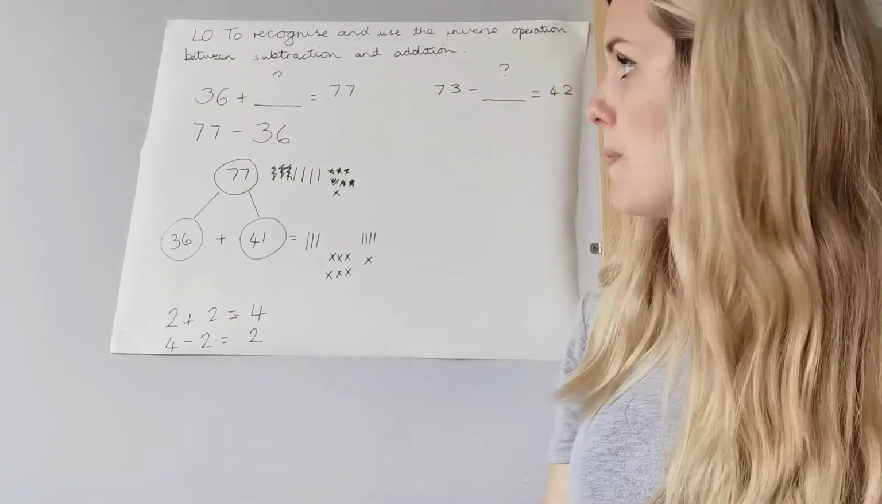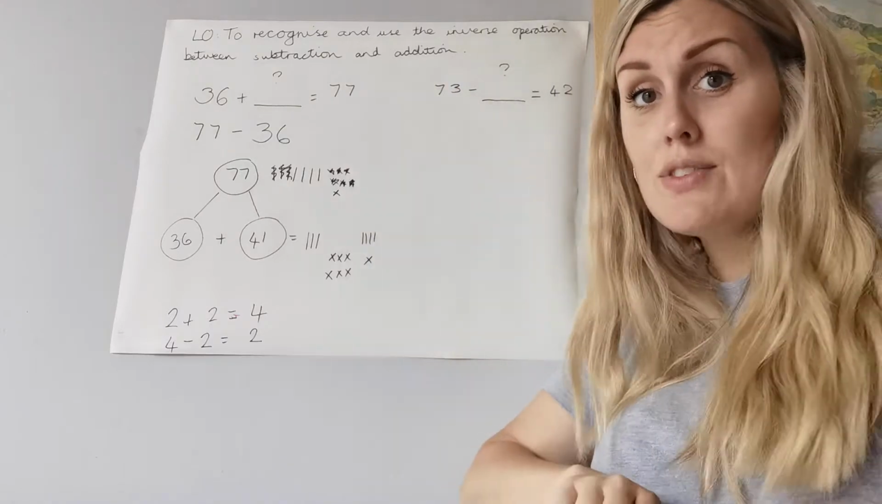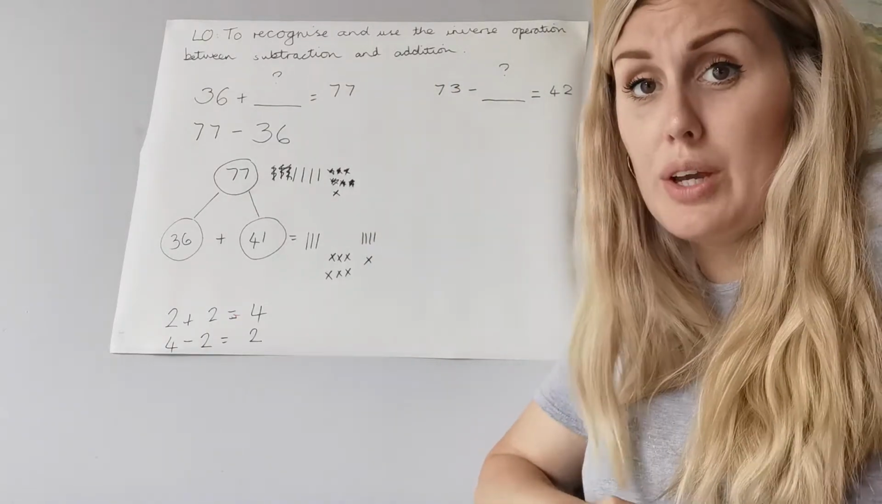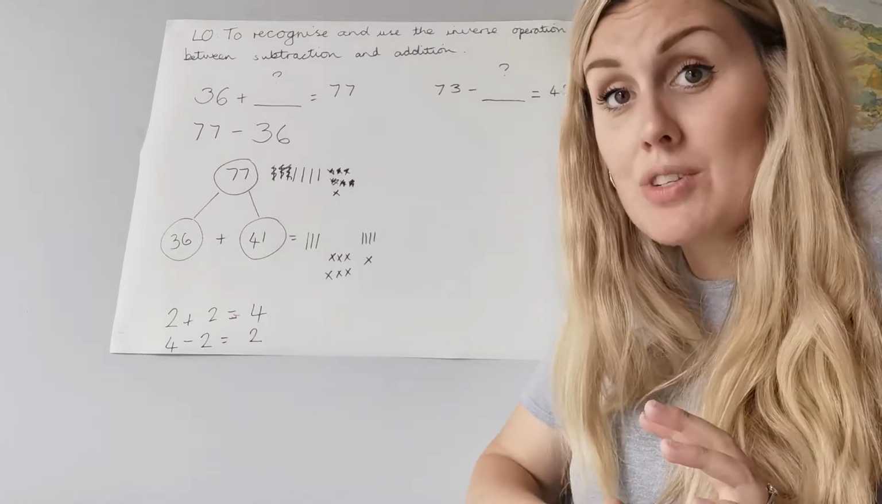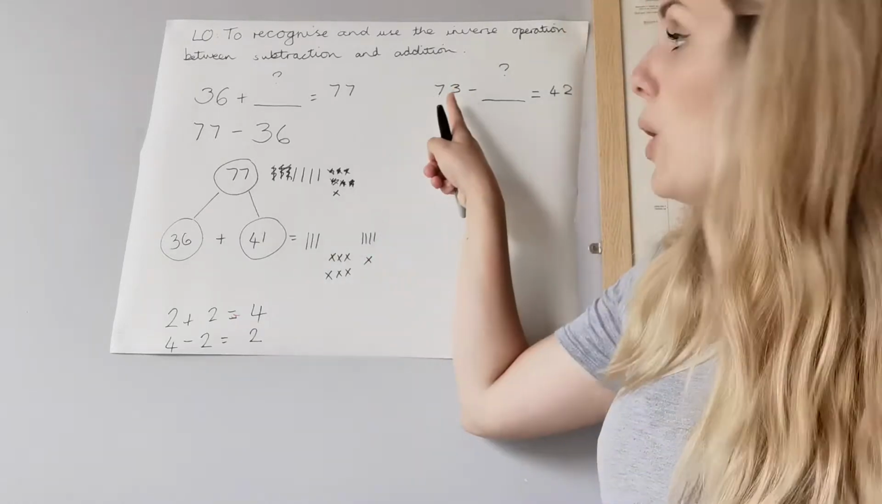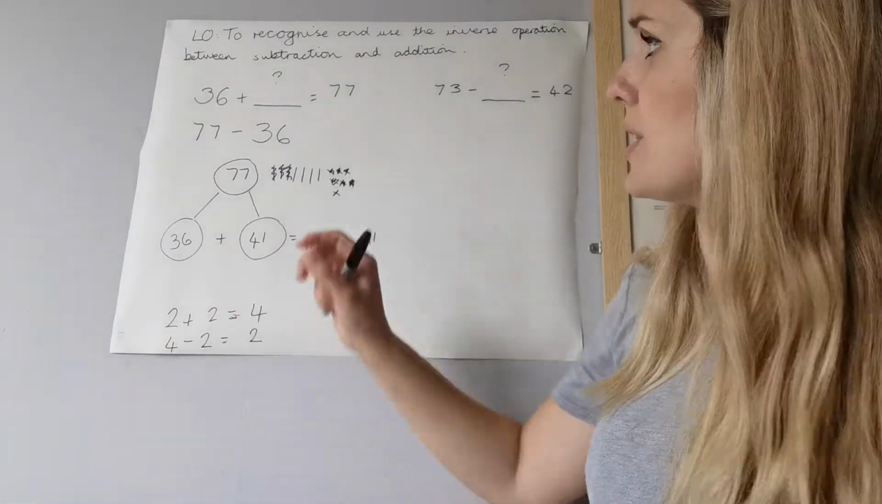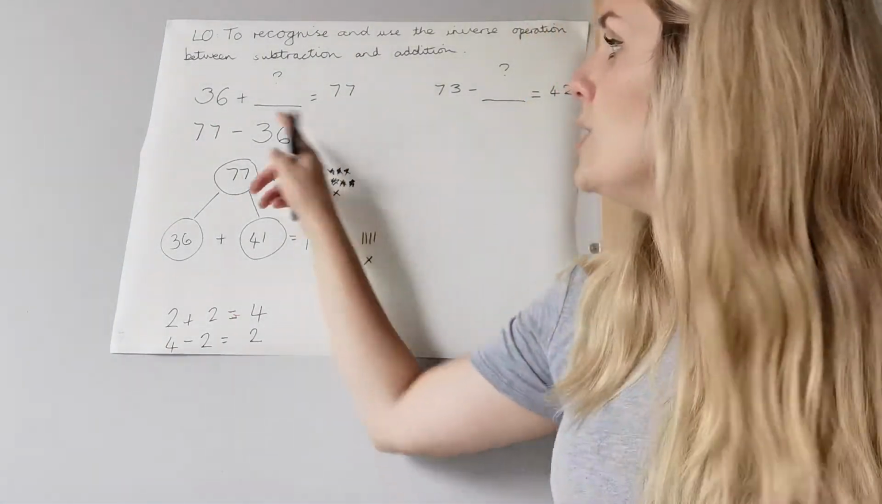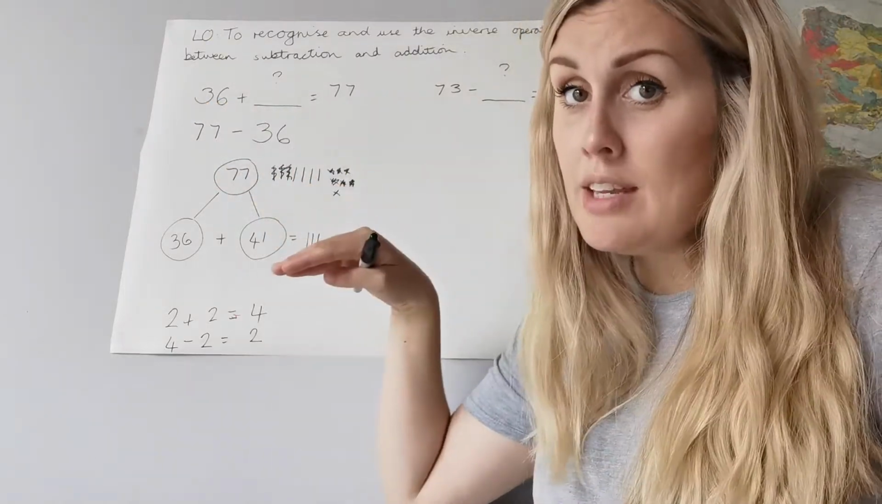Okay? So now when we come to this one, 73 take away something equals 42, we don't use the inverse. We carry on subtracting because we've got the big number and the small number, okay? So it's only really when you have a missing number problem which has addition that you use the inverse.